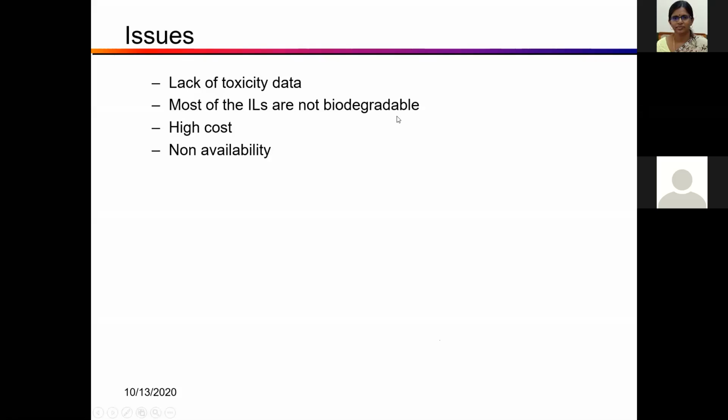Is there any other possible microorganism which we can use to degrade the ionic liquid? That is a possibility. And another important thing is high cost and non-availability, which I said already. These are the main issues faced by scientists. Most scientists, as you can see in the literature, synthesize the ionic liquids themselves and use them for their studies. So these are the issues which open the scope for further studies.